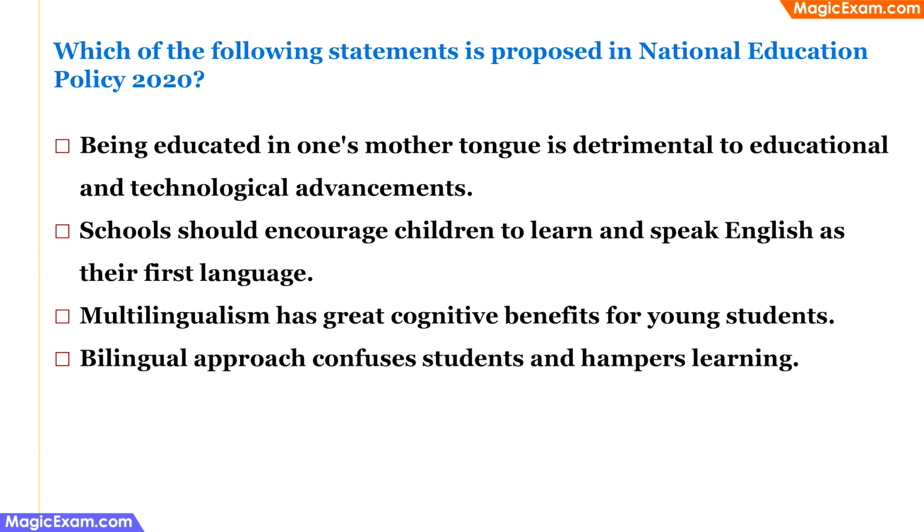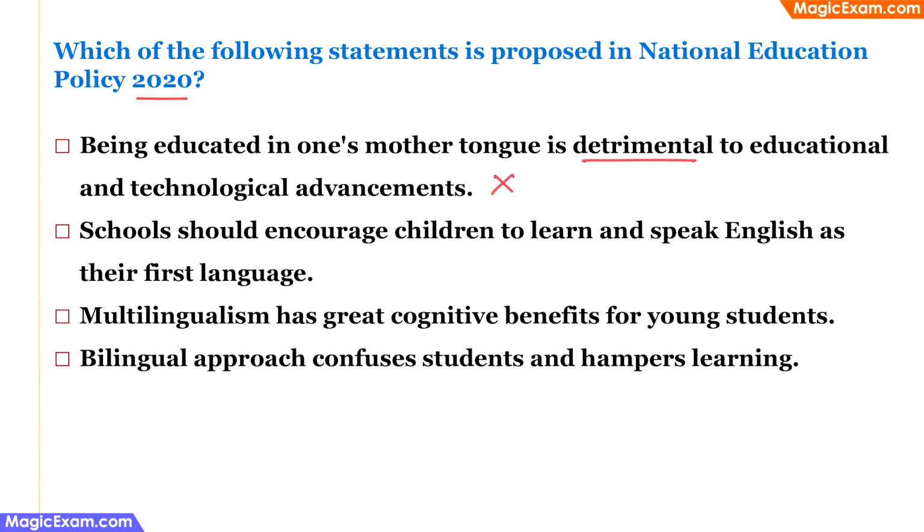Which of the following statements is proposed in the National Education Policy of 2020? Now, this is a very simple question, but you have to understand all the options to be able to answer this correctly. The first one says, being educated in one's mother tongue is detrimental to education and technological advancements. This is a very incorrect statement.